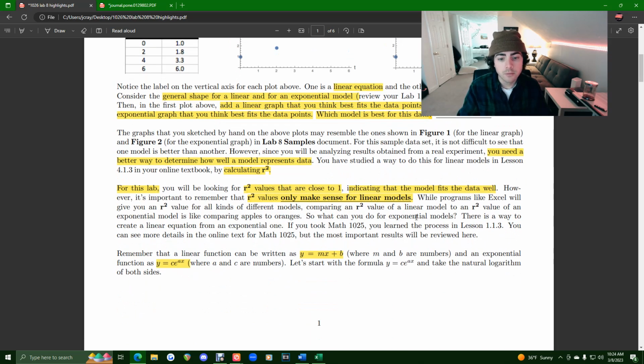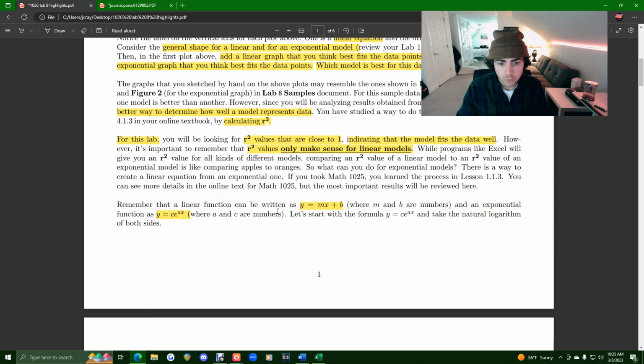So we'll be playing around with the idea in this lab of converting exponential models or exponential curves into linear functions. And you did a little bit of that back in 1025, but it's been at least 6 months. So I don't blame you if you don't remember that.